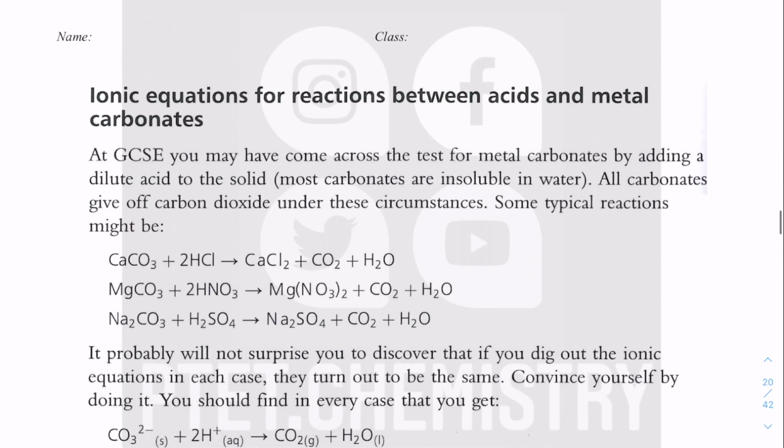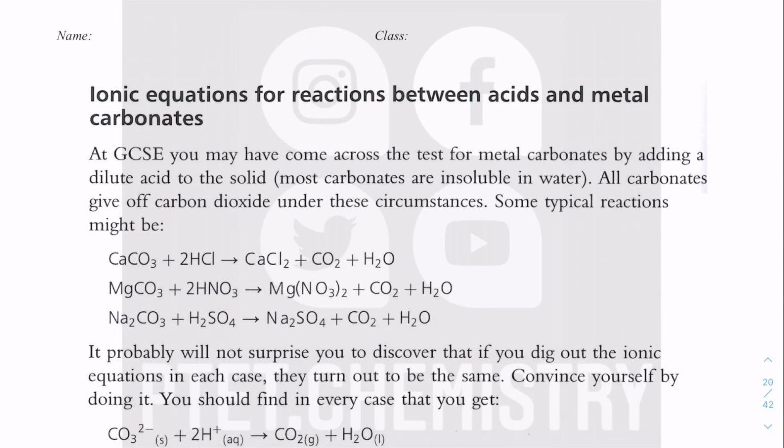Now there's another reaction which is to do with acid and metal carbonate. Just to briefly recap, when you have acid plus metal carbonate, you will get a metal salt. The name of the salt comes from the acid. The metal itself comes from the metal carbonate. And because it's a carbonate plus acid, you will get carbon dioxide plus water.